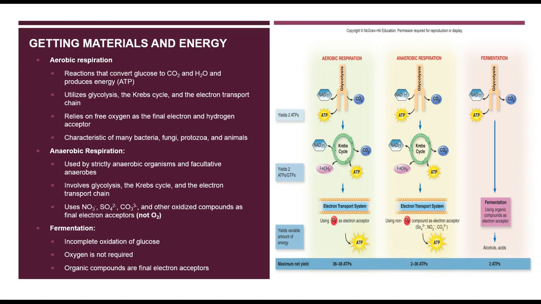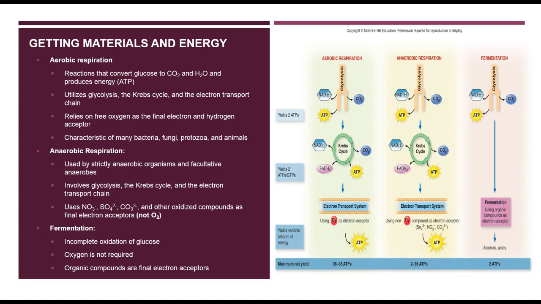Fermentation is the incomplete oxidation of glucose, and fermentation is used by many different groups of organisms. Animal cells also use fermentation as a way to produce energy. Oxygen is not required in order for fermentation to happen. And organic compounds like alcohols and acids are the final electron acceptors.